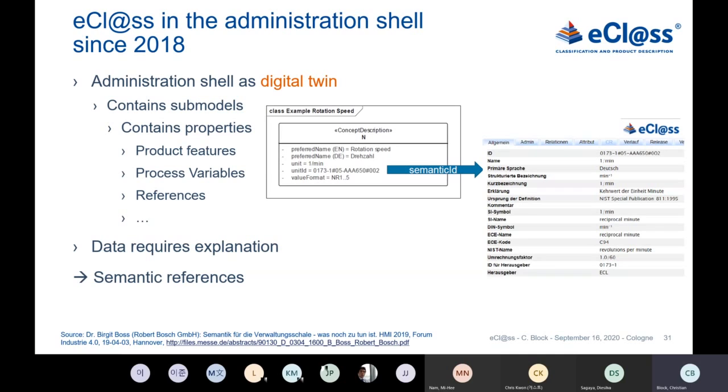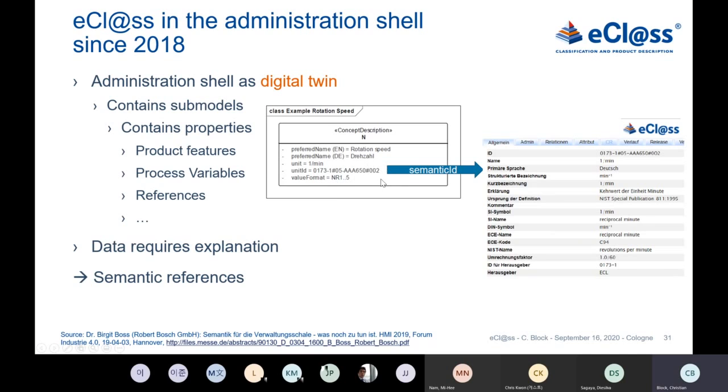As defined in the specifications right now, such an administration shell can contain so-called submodels, and submodels can contain properties. These properties can describe product features, variables, references, etc. But what is necessary is a semantic reference, so that a product feature is not described as color or Farbe, as we say in German, sorry. I don't know the translation into Korean. We do not want to describe it in proprietary systems. We want a global, understandable, and machine interpretable identification of such descriptions. So the product feature needs an ID, and furthermore, the ID of the unit is necessary.